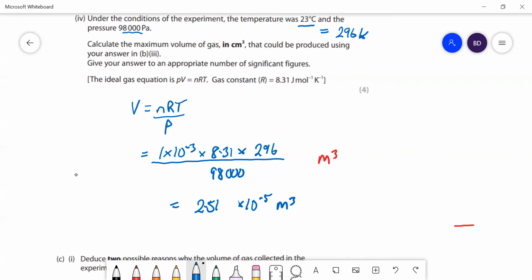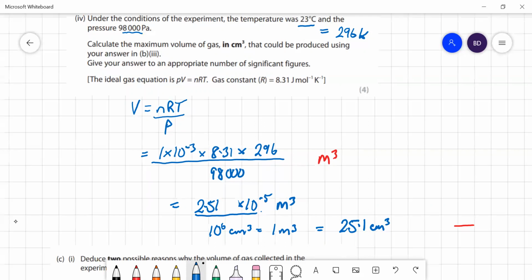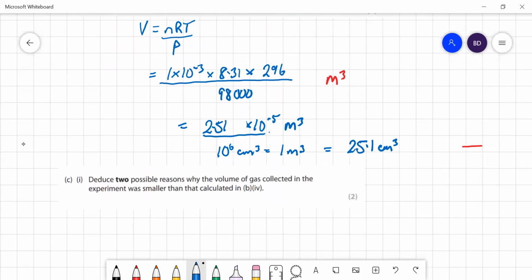Don't forget, there are a million centimeters cubed in 1 meter cubed, so we need to multiply that by a million. So the answer there is 25.1 centimeters cubed. The only difficulty there is remembering to use the correct units always.